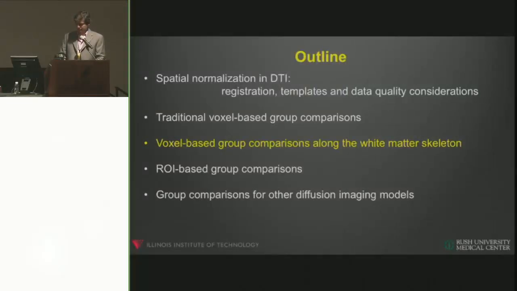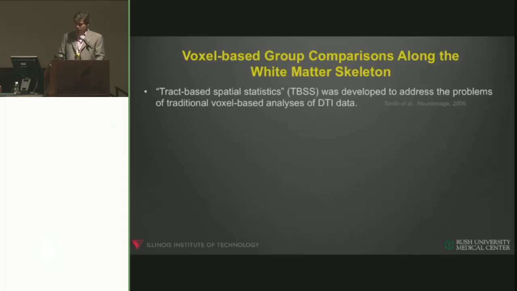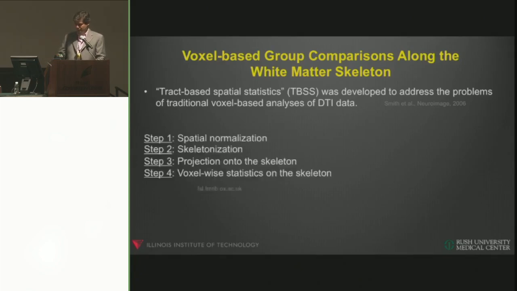In the next section of my presentation, we're going to be talking about voxel-based group comparison along the white matter skeleton. This approach was developed to address the problems of traditional voxel-based analysis of DTI data. And I'm sure you all know about TBSS. This is the approach that I'm talking about. Tract-based spatial statistics, that's what it stands for. It has the following 4 steps.